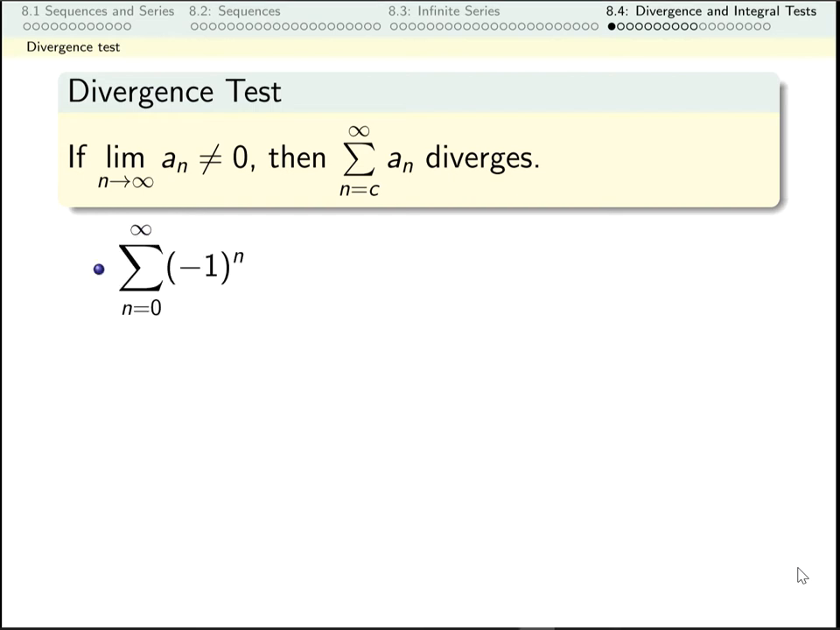Let's think about this series using partial sums, because remember, that's how we define a series. So the terms of this series are (-1)^0 plus (-1)^1 plus (-1)^2 plus (-1)^3 plus (-1)^4 plus (-1)^5, etc. My first partial sum is 1. My second partial sum is 0. My third partial sum is 1. My fourth partial sum is 0, etc.